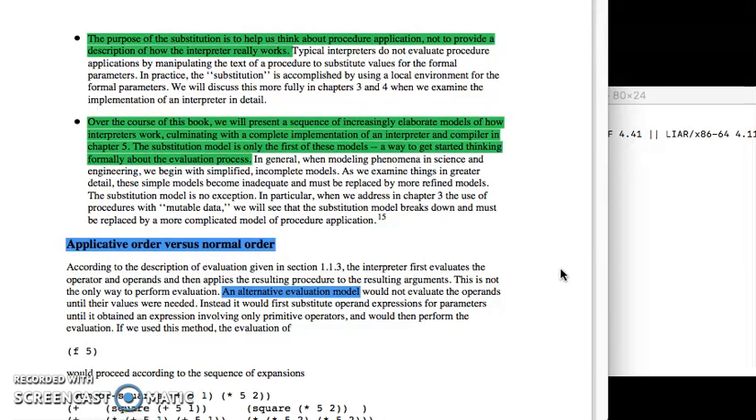Applicative order versus normal order. According to the description of evaluation given in 1.1.3, the interpreter first evaluates the operator and operands, and then applies the resulting procedure to the resulting arguments. This is not the only way to perform evaluation. An alternative evaluation model would not evaluate the operands until their values were needed. Instead, it would first substitute operand expressions for parameters until it obtained an expression involving only primitive operators. Then it would perform the evaluation.